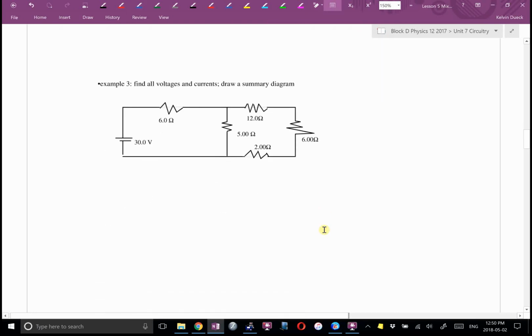Example 6 says find all voltages and currents by drawing a summary diagram. So let's say example 6, example 3.